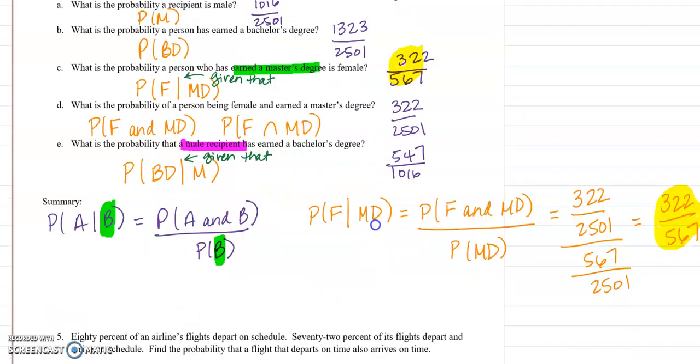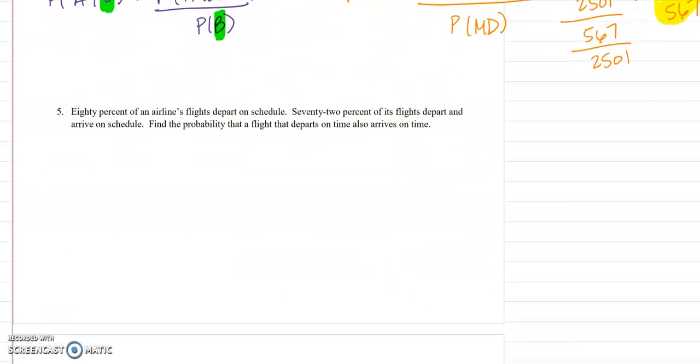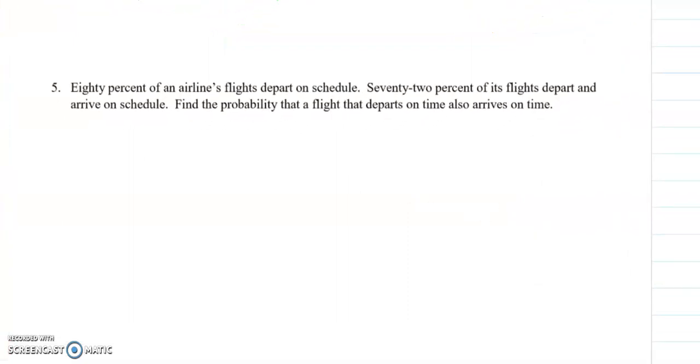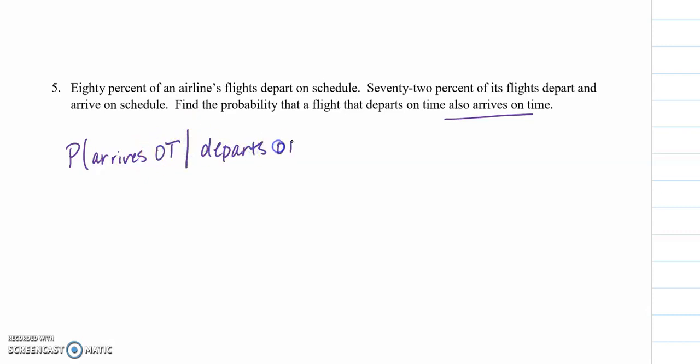Sometimes you're given phrases like this. Number 5, 80% of an airline's flights depart on schedule. 72% of its flights depart and arrive on schedule. Find the probability that a flight that departs on time also arrives on time. So ultimately, we want to find the probability that the plane arrives on time, but there is a condition to meet first. And that is that the plane departs on time.